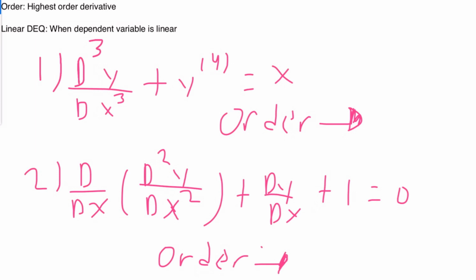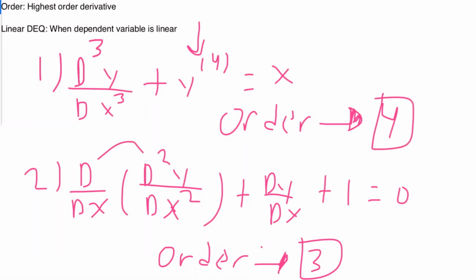Alright, so let's find the order of these two differential equations. What do you think the order of 1 is? The order of 1 is 4, because we have the 4th derivative here, which is greater than the 3. And number 2, what do you think the order is? Number 2 would be 3, because you're essentially distributing this d over dx, making it d cubed y over dx cubed, which makes it a third order derivative, which is greater than first order. So it's the highest order for this equation.